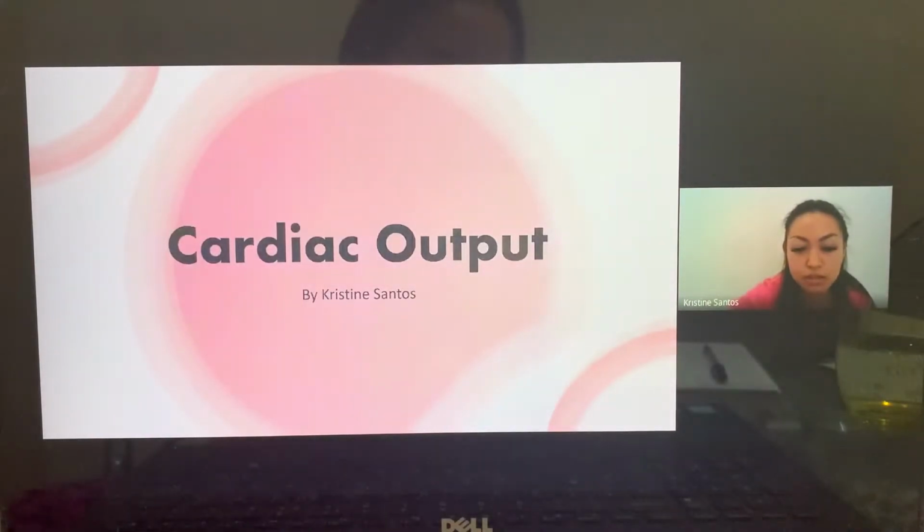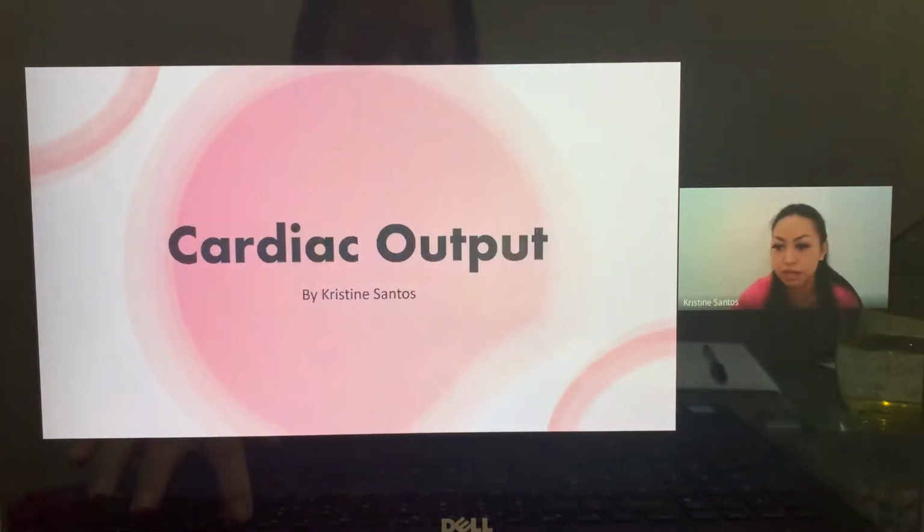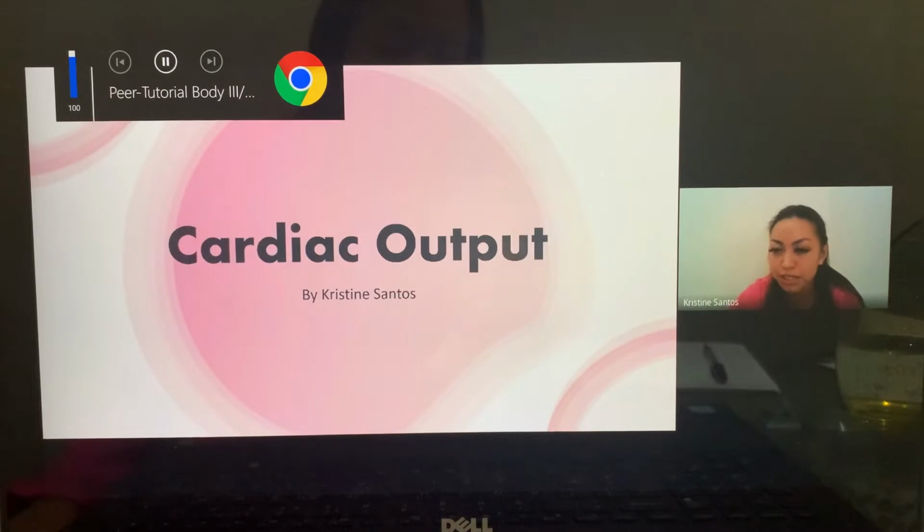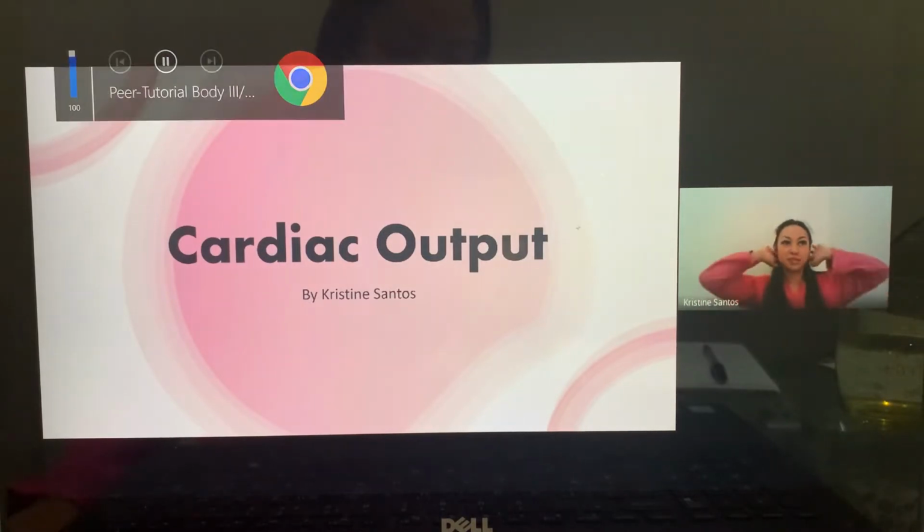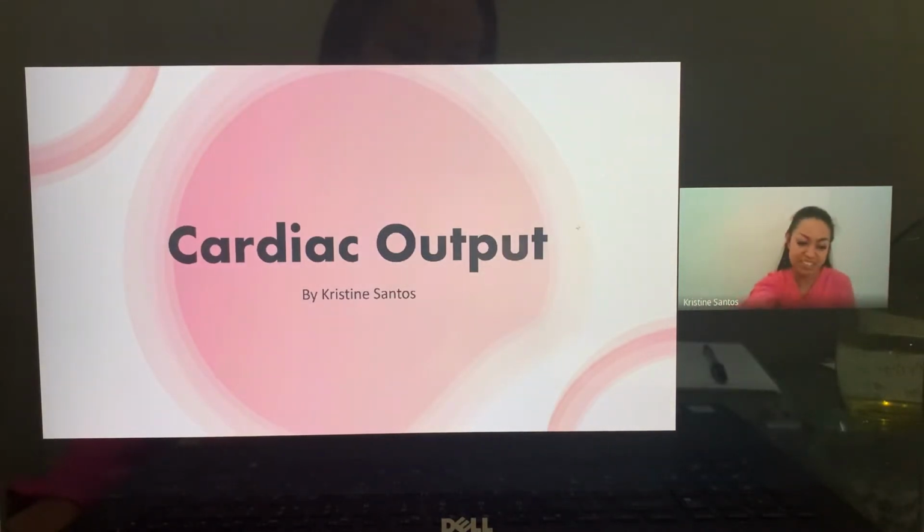So I'm going to be talking about cardiac output today, which is really essential. If you get this concept, cardiology would be so easy. Okay, so cardiac output.